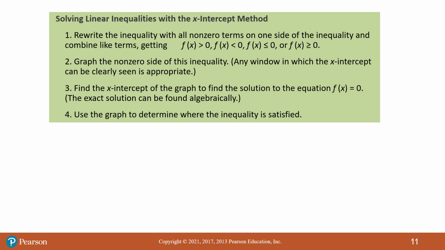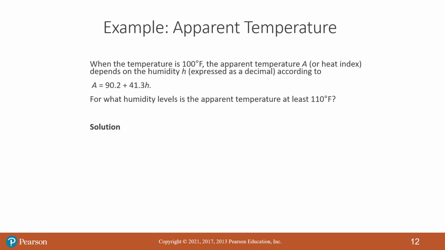Any window in which the x-intercept can clearly be seen is appropriate, so we need a zoom point where we can see the line cross the x-axis. Number 3, we will find the x-intercept of the graph to find the solution of the equation f of x equals 0. The exact solution can also be found algebraically. And we'll use the graph to determine where the inequality is satisfied.